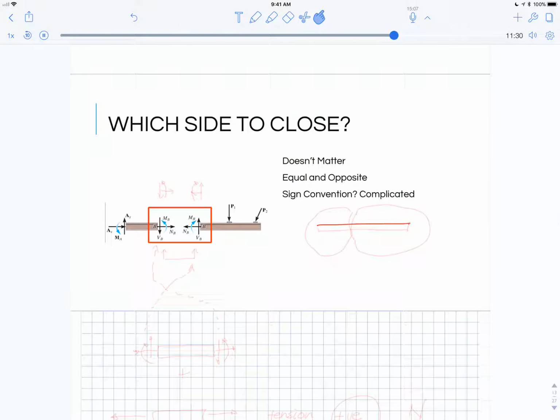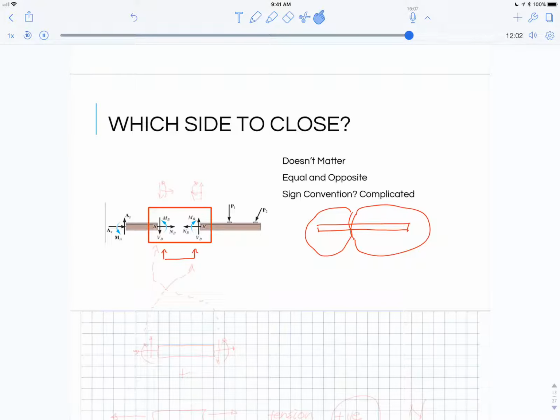Okay, so whenever you slice a beam, you have two choices. You can close to this side, or you can close to the other side. It really doesn't matter. You get the same answer either way. So what you do is you look for which side is the least complicated, or which side is the simplest to solve. And the reason it doesn't matter is that you will have the same internal forces on either side, but notice that they're equal and opposite.